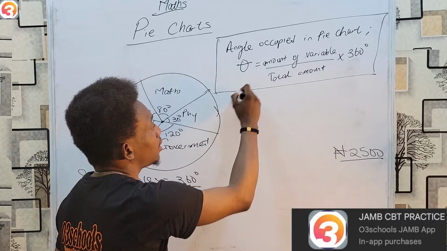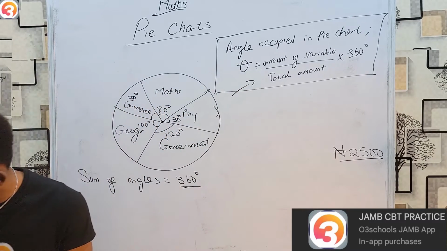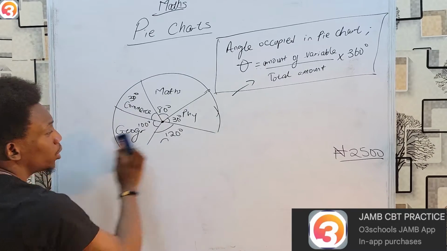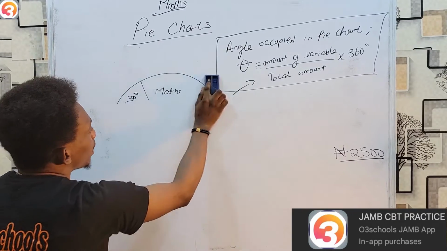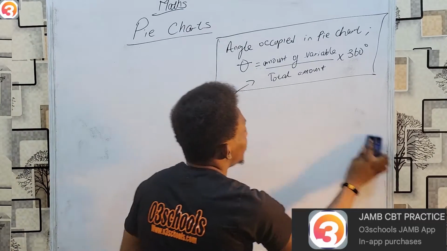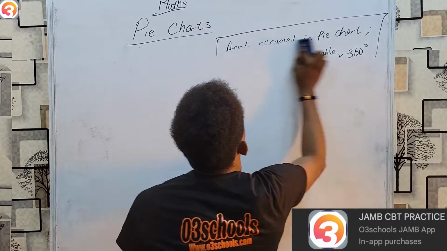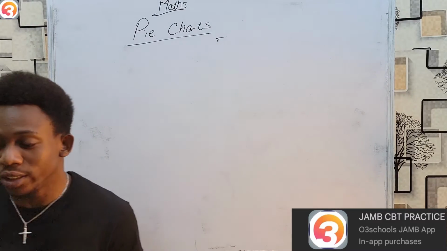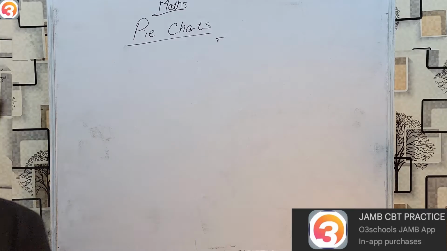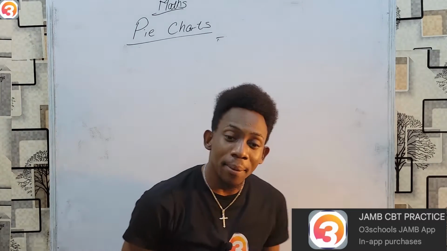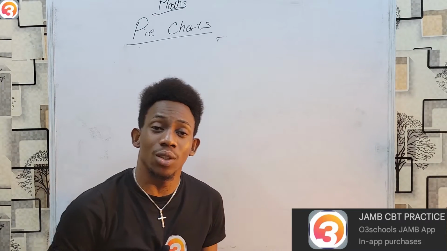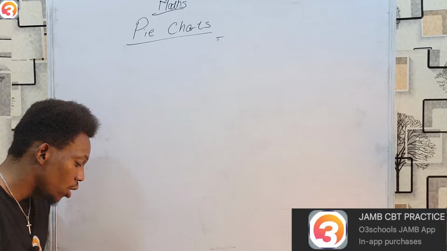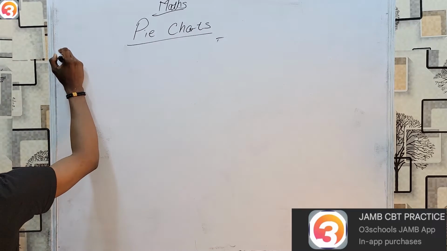So if you've gotten this down, all we have to do right now is open our O3 Schools JAMB app and solve a couple of questions. And I would like to please note that pie chart is simply one way we have of representing data in statistics. So if you're representing data in statistics, pie chart is one method, but not the only method. There are others, and we shall look at them in subsequent videos. But for now, let's start off with our questions.